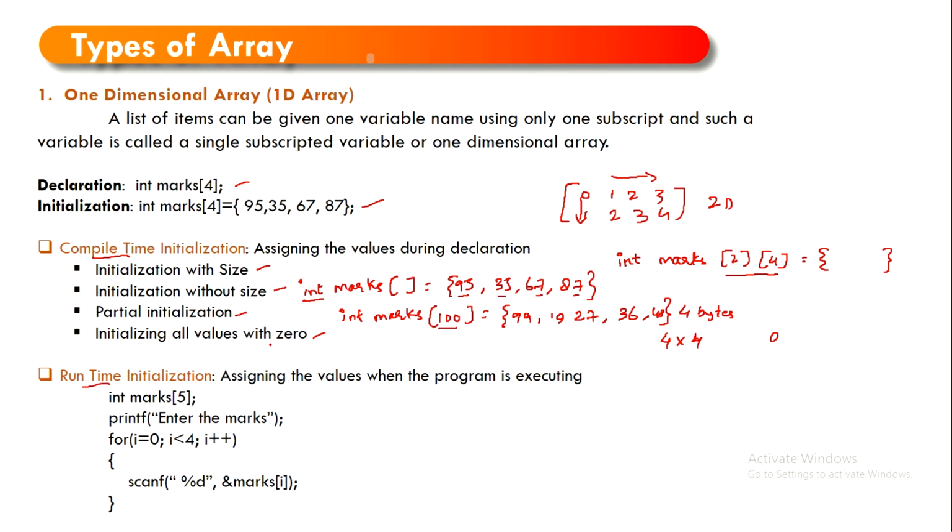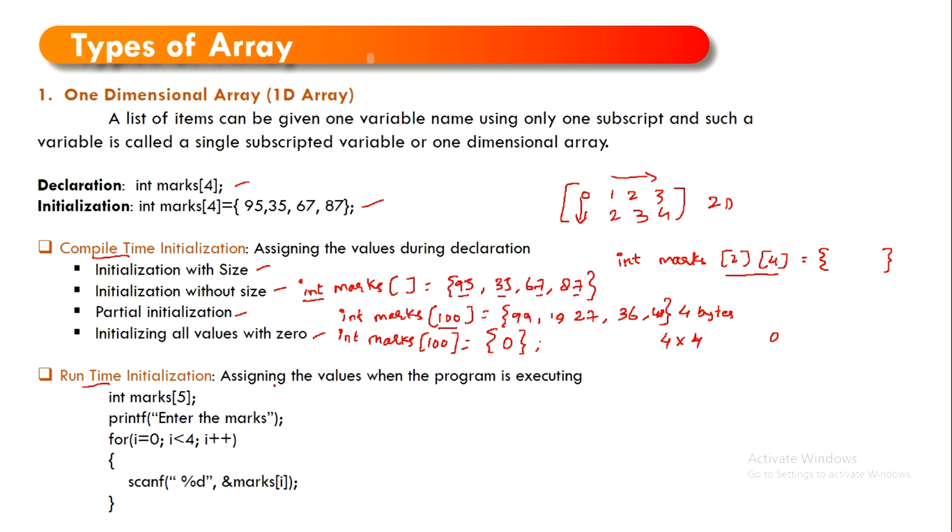Now, initializing all values with 0. We can also initialize the array to 0. That means initially we don't want the array to have any data, but just that it will hold zeros. So suppose we mention the size as 100 and just one zero inside this. This means all the 100 memory locations will have 0 in them. This is what we call initializing all values with 0.